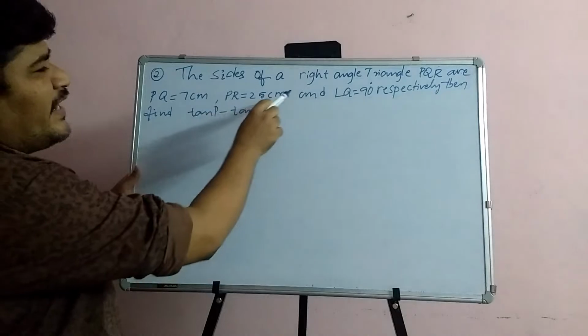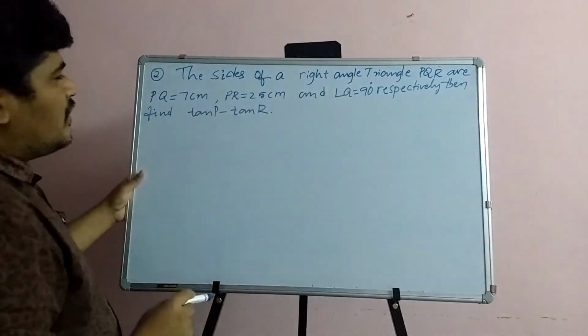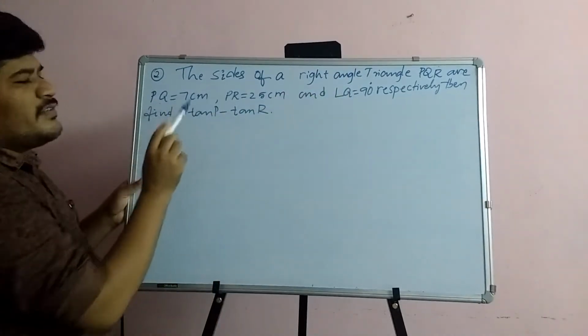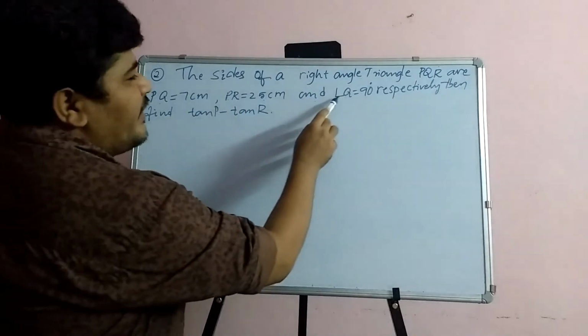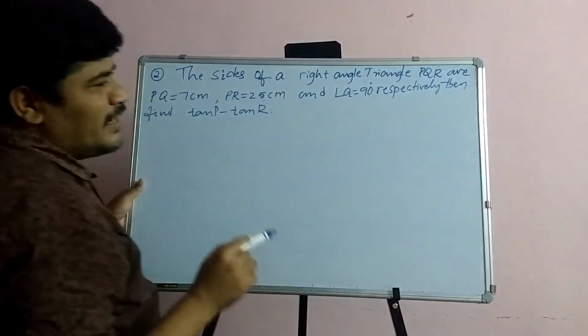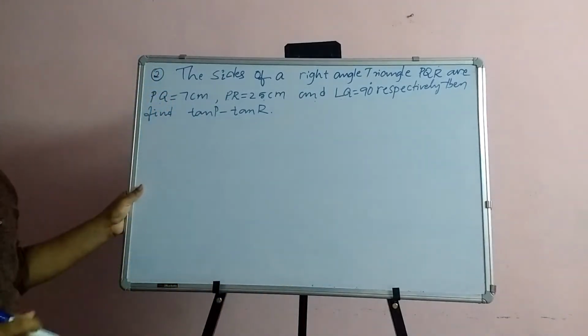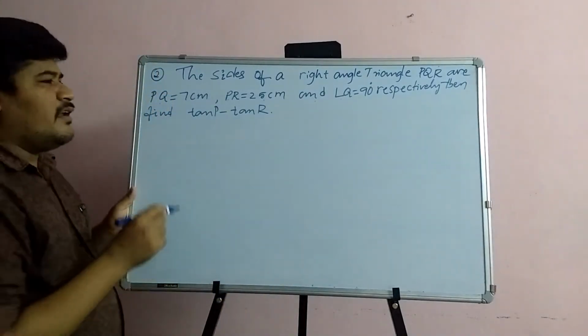The sides of a right angle triangle PQR are PQ is equal to 7 centimeters, PR is equal to 25 centimeters, and angle Q is equal to 90 degrees respectively. Then find tan P minus tan R.